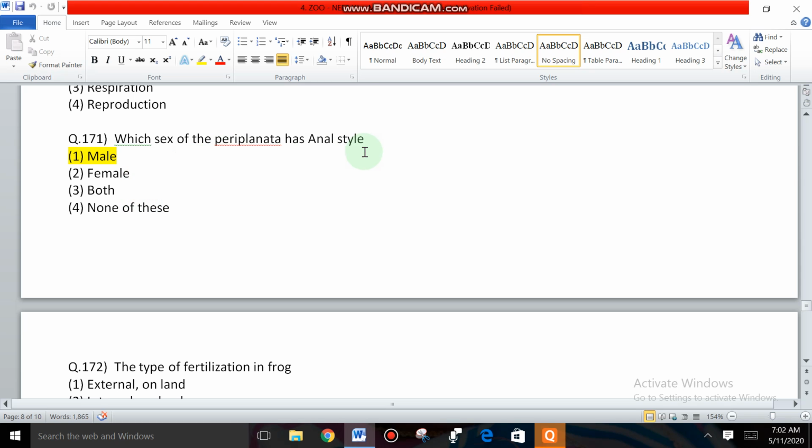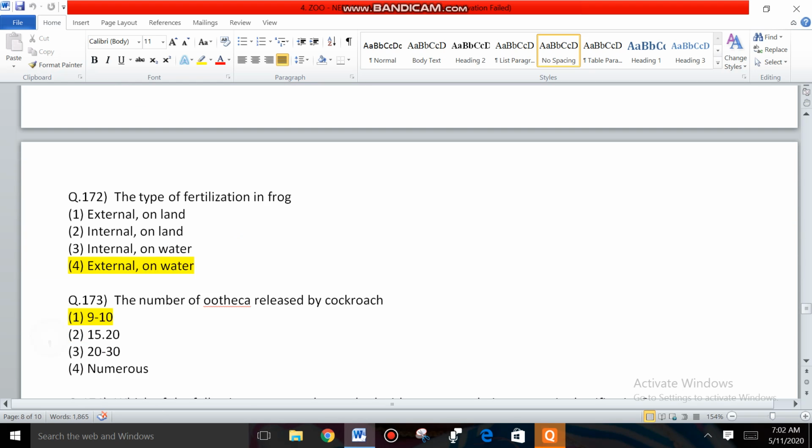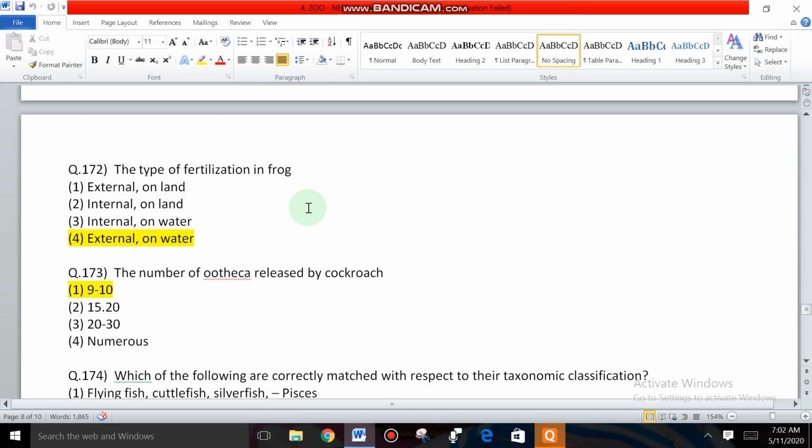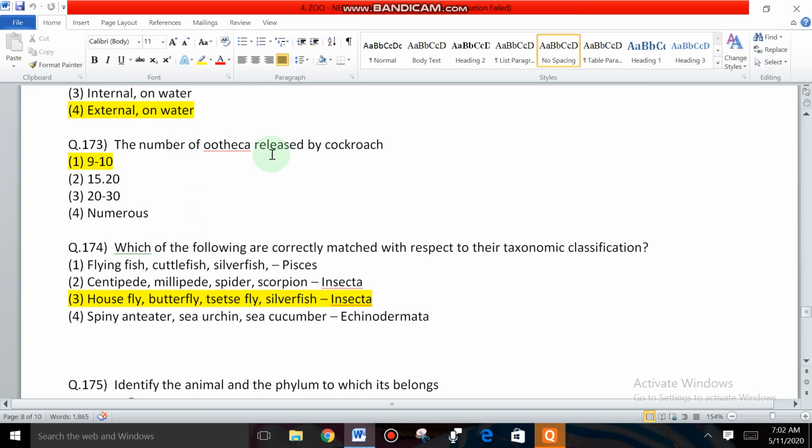And which sex of the Periplaneta has anal styles? The male consists of one pair of anal styles. In the females, anal styles are absent, right? Male cockroach. The type of fertilization in frog: external fertilization, where it takes place in the water. The number of ootheca released by the cockroach: 9 to 10 oothecae are released. Ootheca is an egg pouch, egg case. In that eggs are present, right? In 2 rows, 8 plus 8, 16.